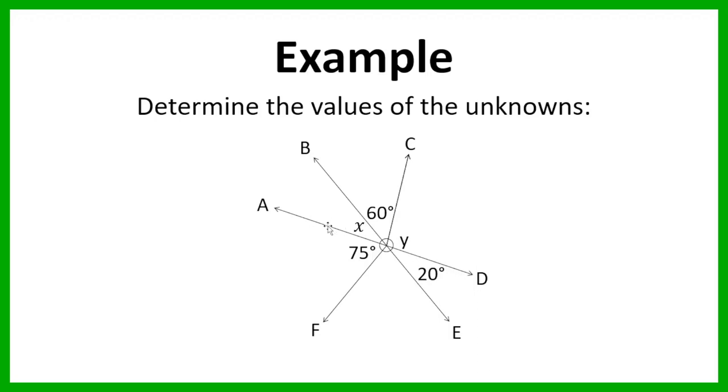These two lines are straight lines. So this one over here is a straight line, and this one over here is a straight line. So what I can do is I can say any angle that is opposite any other angle across the point O as a result of these two straight lines, they will be vertically opposite. So x is vertically opposite to the 20 degrees over here. Those two angles I can say are going to be equal to each other.